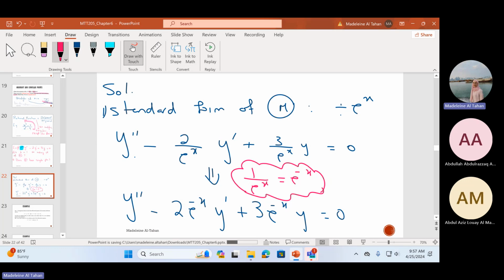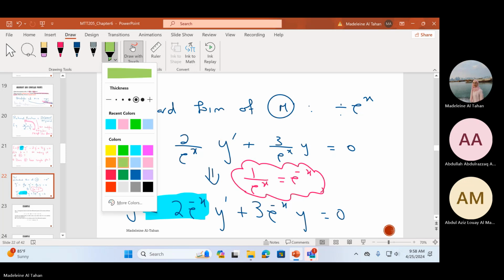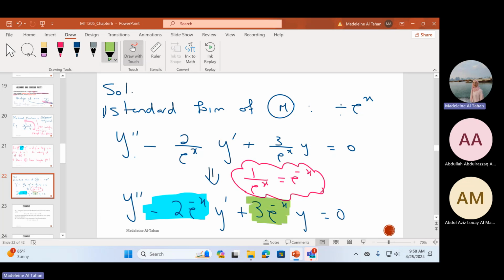The next step is that we need to identify now our P and our Q. What's our P? Minus 2e^(-x). What's our Q(x)? 3e^(-x). Okay, so this is our P, and this will be our Q.